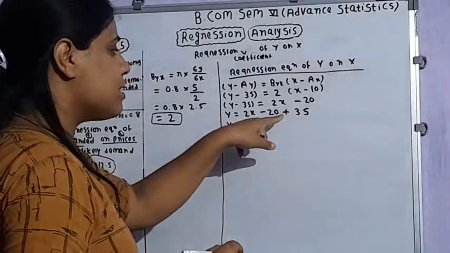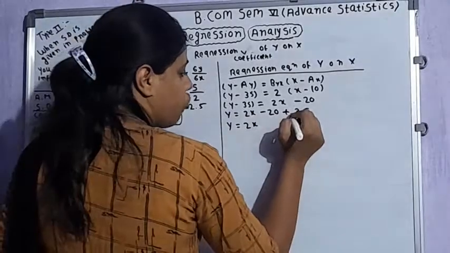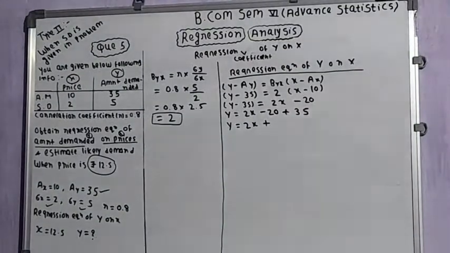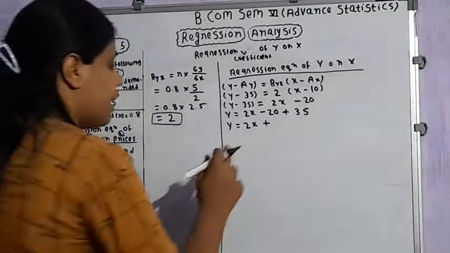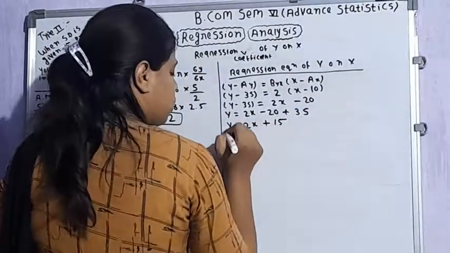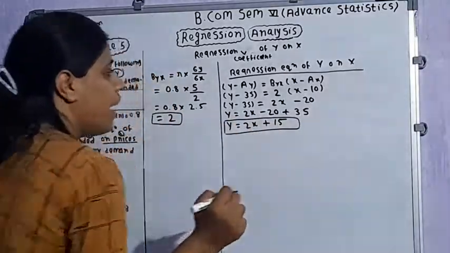If minus and plus are there, we have to subtract and take the sign of the bigger number. So what is the sign of the bigger number? Plus. 2x plus 35 minus 20. So 35 minus 20 will come to 15. Sign of the bigger number, that is why plus 15. Okay. So this is the regression equation of y on x.